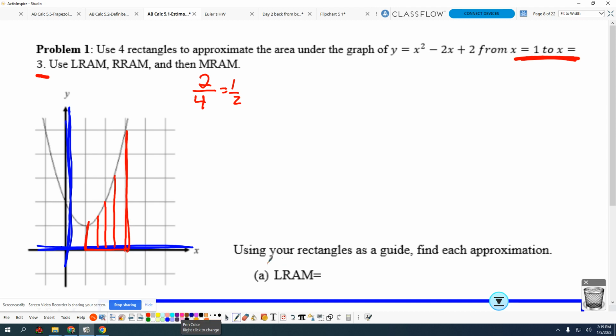Jaden, for this one that says LRAM, am I going to find the height using the left side, the right side, or something in the middle? The left side. So here's the first rectangle with that LRAM, the second rectangle, third, and fourth. Right? Good? Okay, so let's find 4 rectangles. And that's how you do it. You write A1, A2, all that. Whatever organization method works for you, but be neat about it.